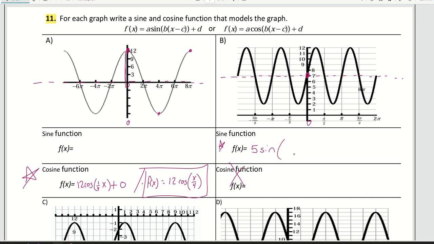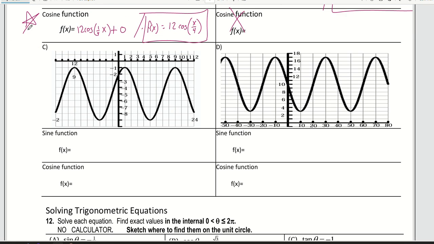So 5 sine of, my period looks like it's pi. So how would I get pi from 2 pi over b? I think by making my b value 2. So 2x, because that would be 2 pi over 2, which is pi. No phase shift, so plus 0. You can do that if you want. And then we have a midline at 7, so plus 7. If you want to rewrite this a little bit cleaner, f of x equals 5 sine of 2x plus 7. Bingo. You could write it as a cosine function, but you'd have to include a phase shift.